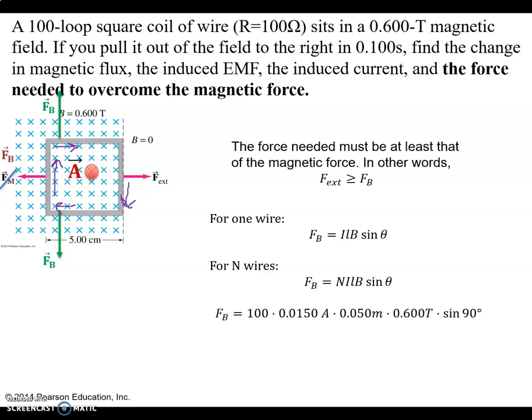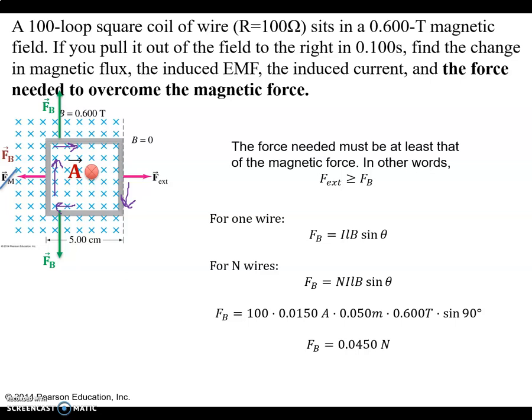Well, let's plug in all that information. N equals 100. Your current is 0.015 amps. The length of wire, that's the length of one side of the loop, is 0.05 meters or 5 centimeters. Magnetic field is 0.6 Tesla. And the current is going up while the magnetic field is into the board. That gives us an angle of 90 degrees. Sine of 90 degrees is just 1. So calculate all that, and you get that there's a magnetic force of 0.045 newtons.